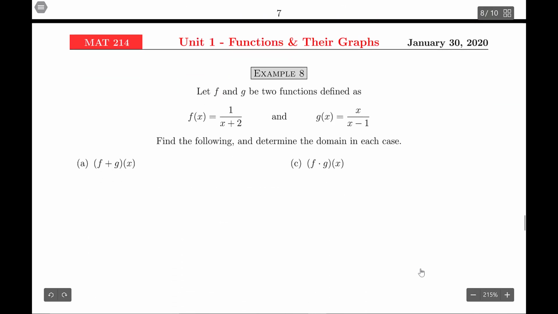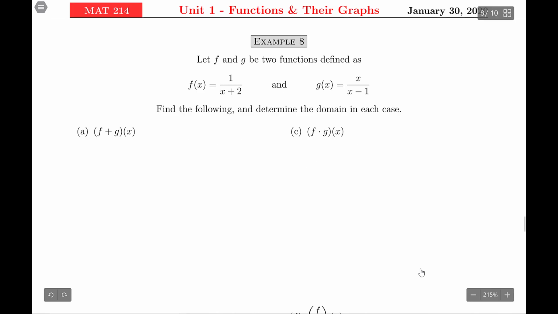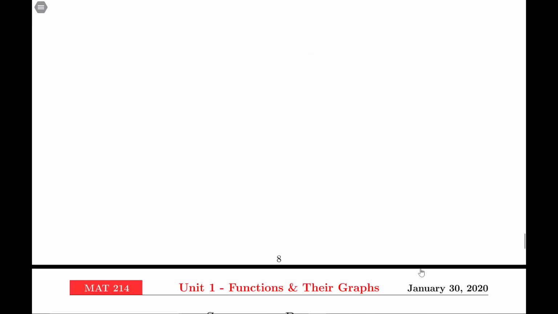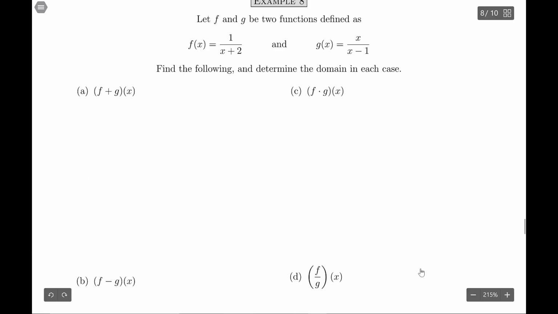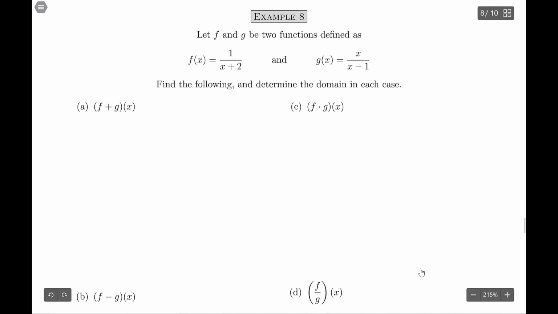And we're going to see that here in our next example. We have f and g being two functions defined as f of x is 1 over x plus 2, and g of x is x over x minus 1. And we want to find these 4 results. The first one is f plus g of x. So we will add those two functions together, and that's simply going to be 1 over x plus 2, that's f of x, plus x over x minus 1.